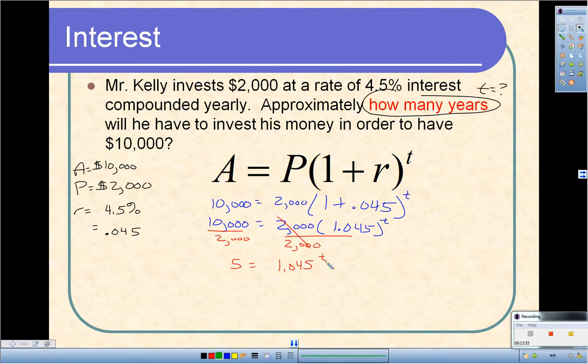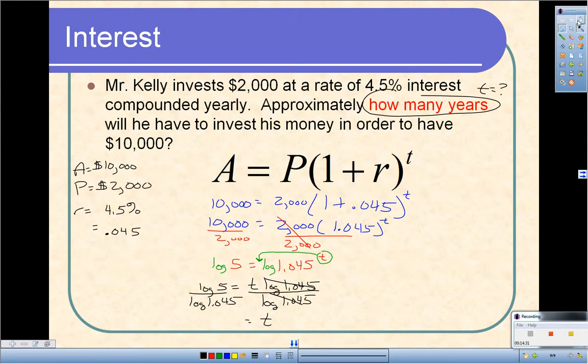And now to bring this exponent T out in front, I know that I'm going to have to use a property of log, so I'm going to log both sides. And when I do that, this T is going to come out in front and become the new coefficient. So I'm going to have log 5 equals T log of 1.045, and then to solve this for T, I'm just going to divide by log of 1.045. Now, even though it doesn't say what base it is, it's understood to be base 10. All right, so let's work this out.